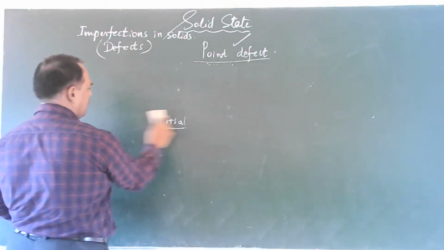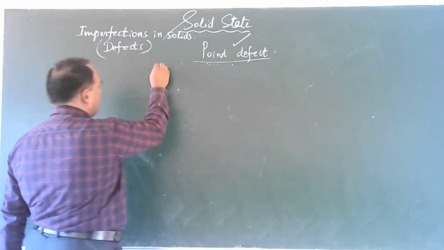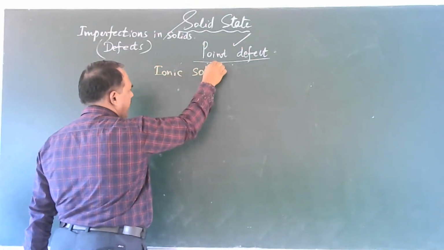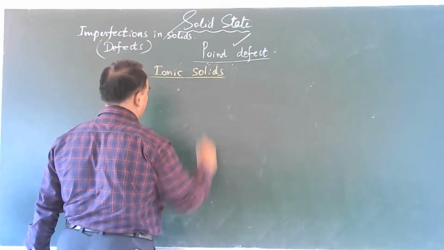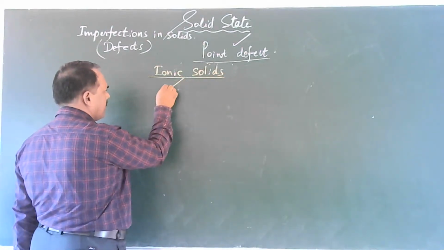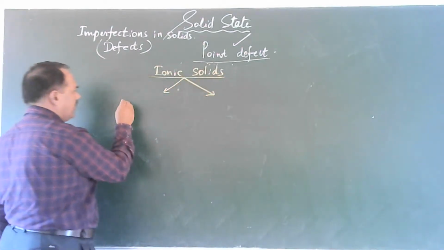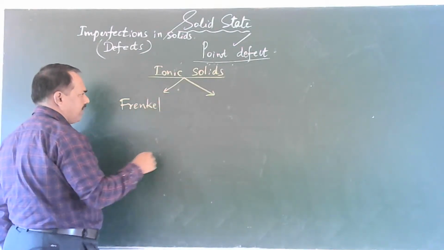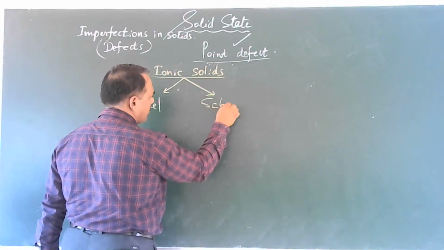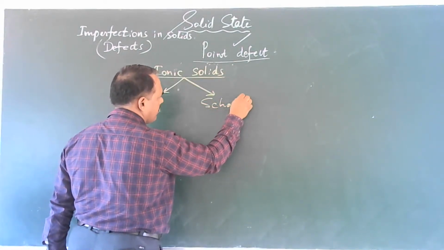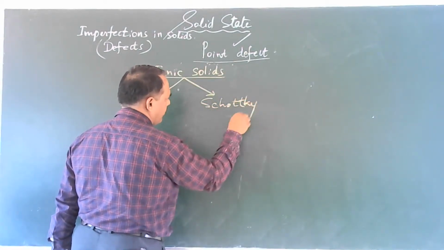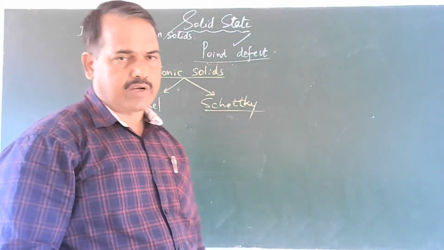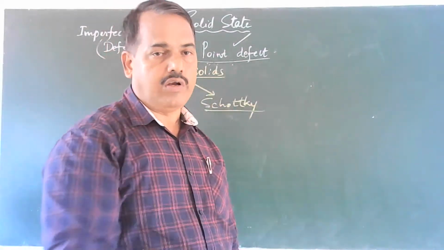See, in ionic solids, we can find two important defects. One is Frenkel defect. Another one is Schottky defect. Are you clear? There are two types of defects in ionic solids.